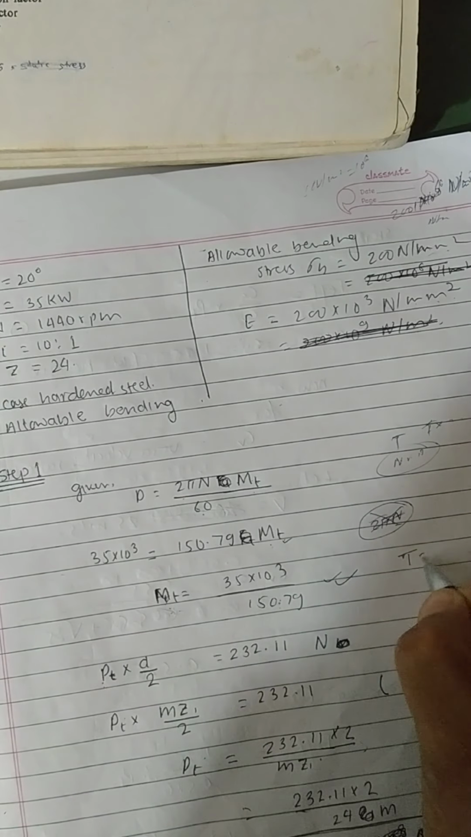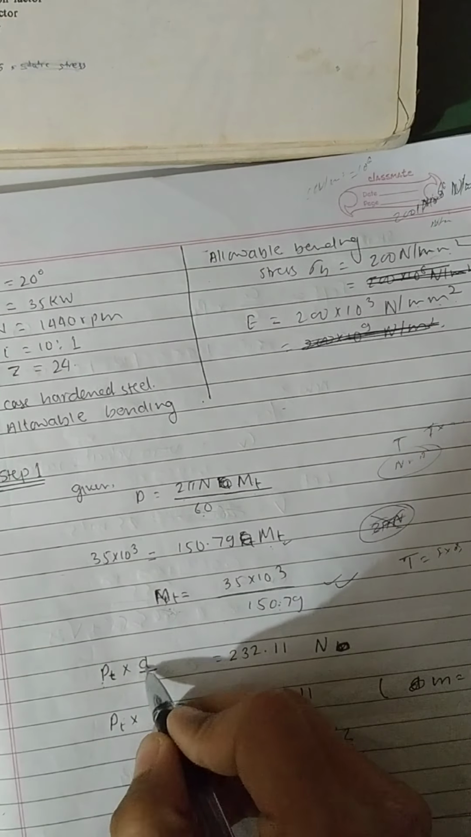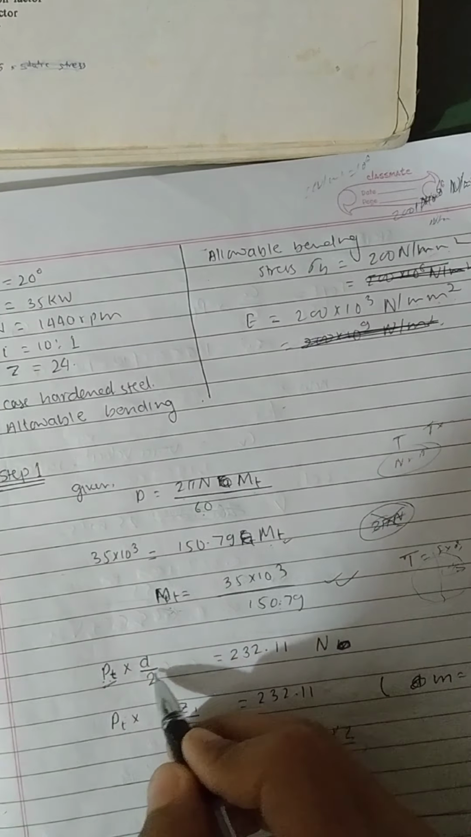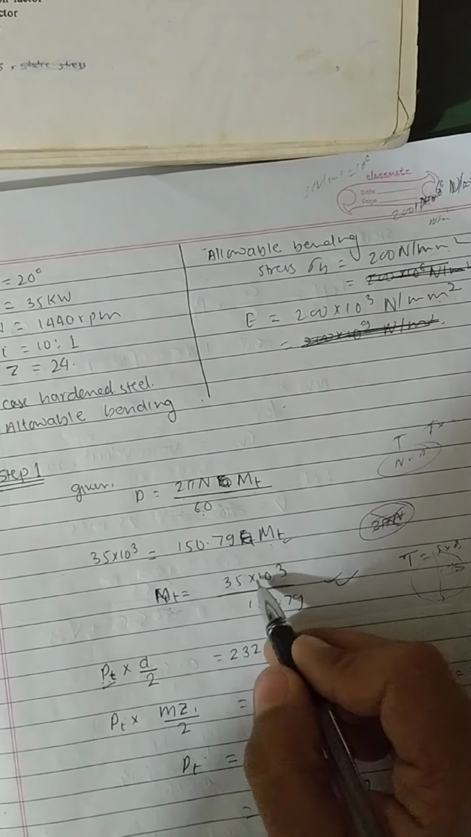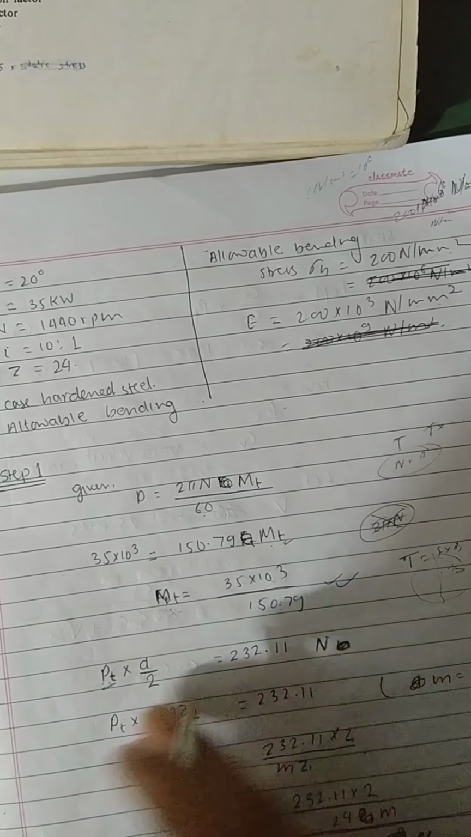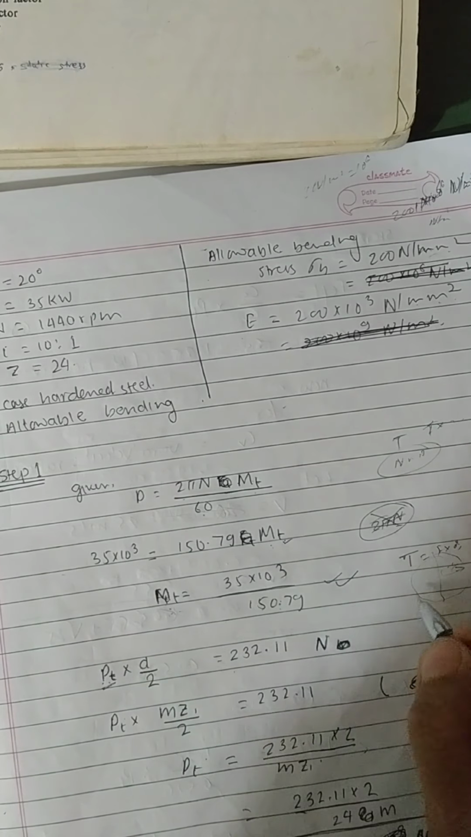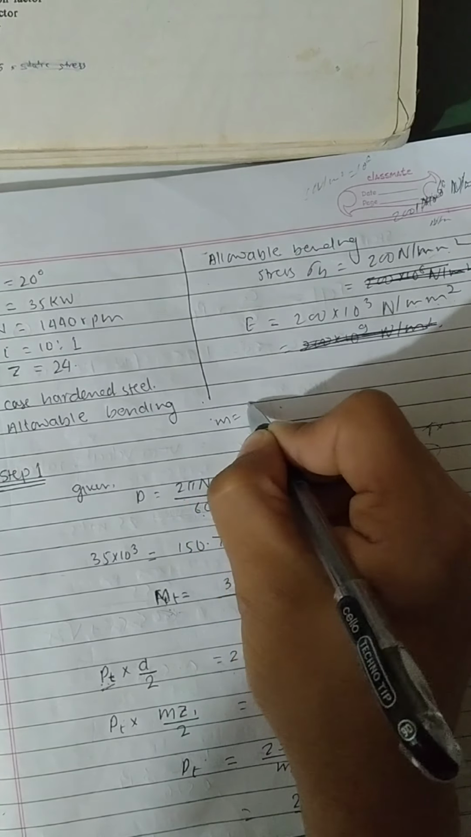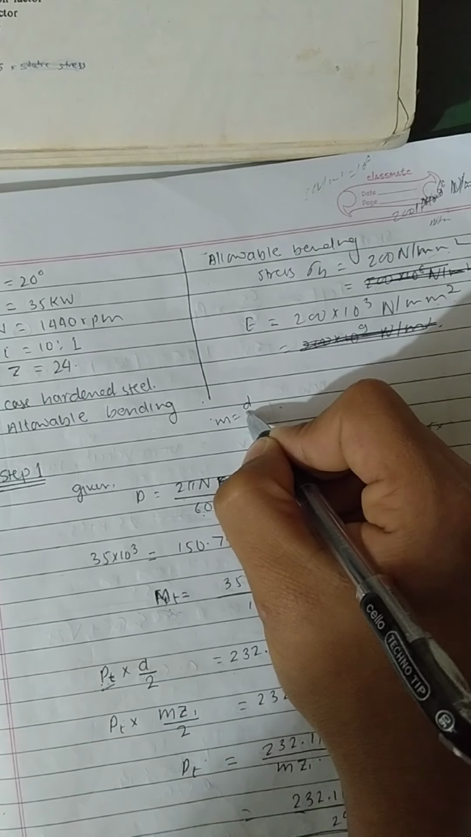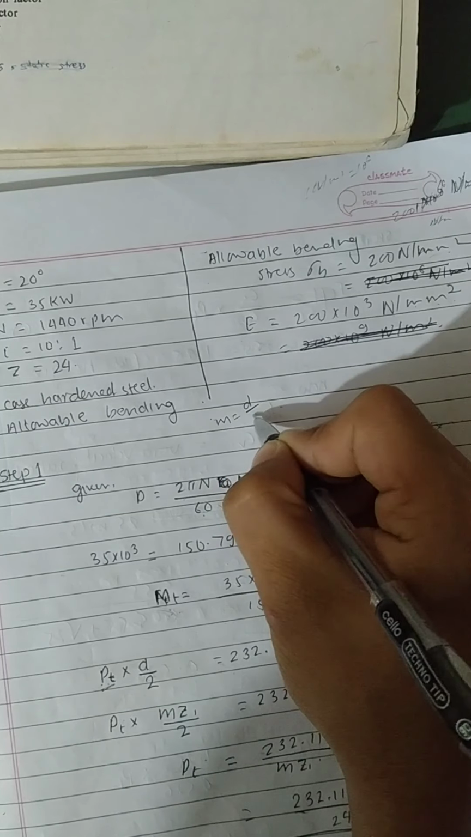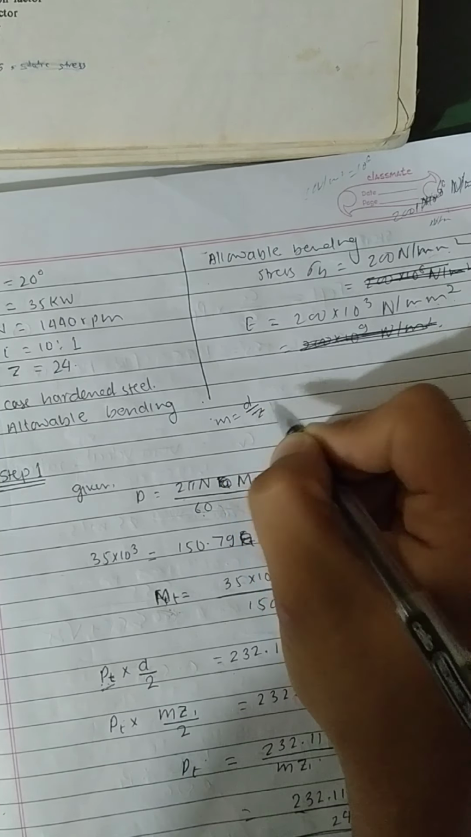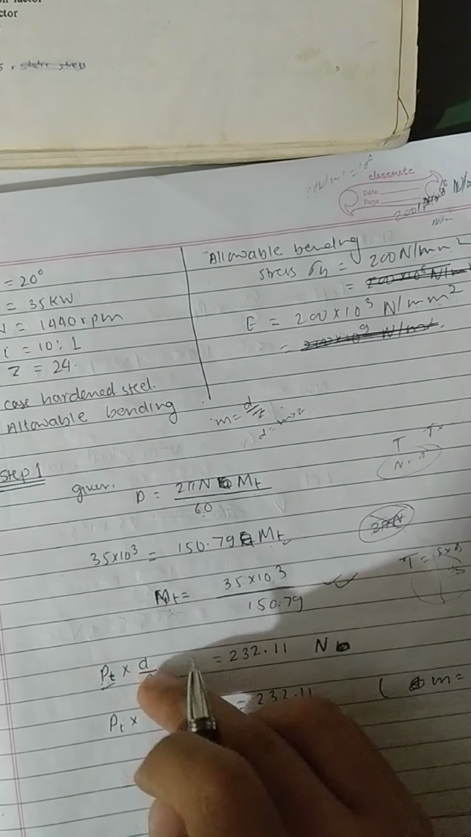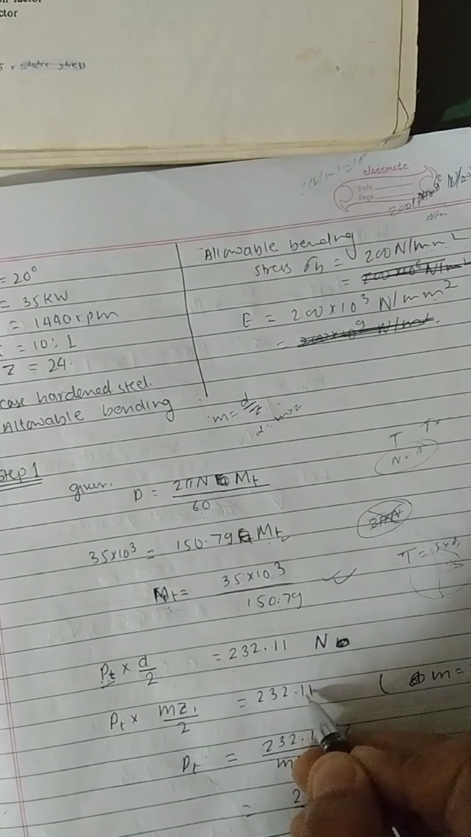Pt, I already told you guys, the torque is equal to force into perpendicular distance. The diameter of the gear is d, so the perpendicular distance will be d by 2. So Pt, the load, into d by 2 equals the torque, 232.11 Newton. And what is d? We know that module is the pitch circle diameter divided by the number of teeth, z. So d becomes m into z, divided by 2, and that equals 232.11.